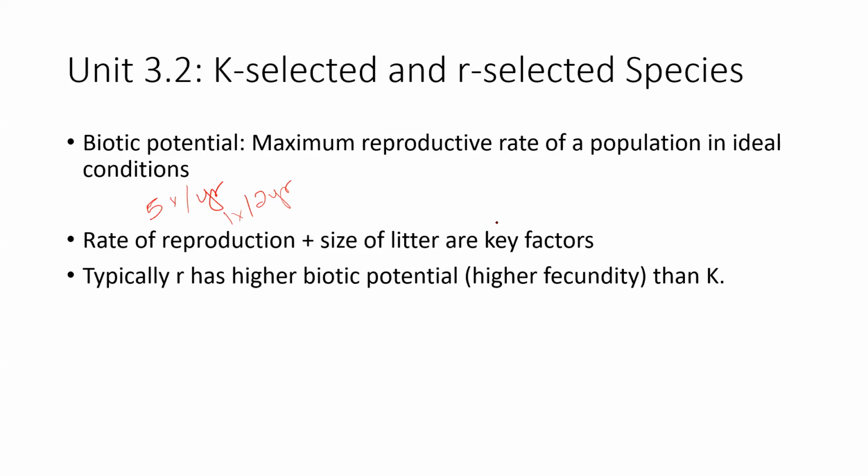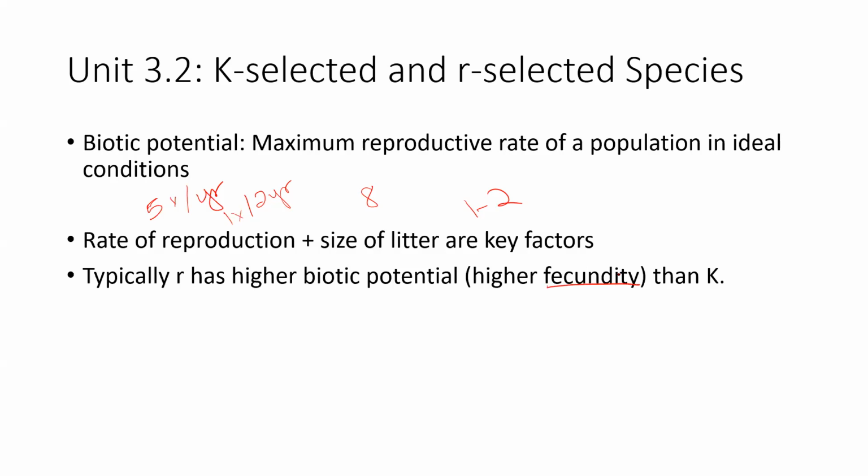And then the size of the litter, so for bunnies, I don't know, that might be 8, and for elephants, it might be 1 to 2. Those are going to be key factors in telling us how many babies they could have quickly. Typically, R-selected species have a higher biotic potential, or what we call fecundity, than a K-selected species.